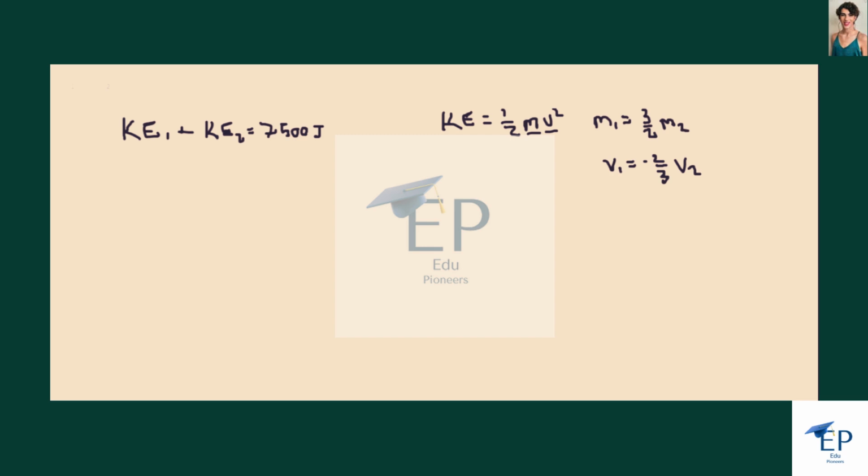All right, so we've defined kinetic energy, and now we can start plugging this into our energy equation. We know the kinetic energy of the first particle is just 1/2 the mass of the first particle times the square of its velocity, plus the kinetic energy of the second particle, which is 1/2 the mass of the second particle times the square of its velocity.